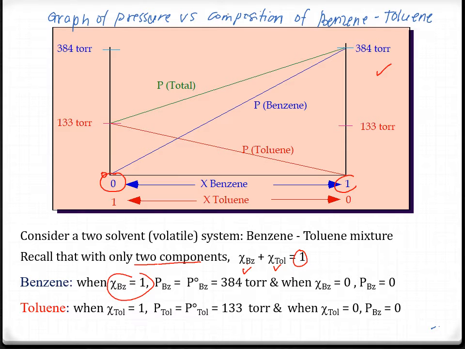For toluene, when the mole fraction of toluene is equal to 1, the partial pressure of toluene is equal to the vapor pressure of pure toluene, which is 133 torr. And when the mole fraction of toluene is equal to 0, the partial pressure of toluene is equal to 0. So this is the partial pressure of toluene.